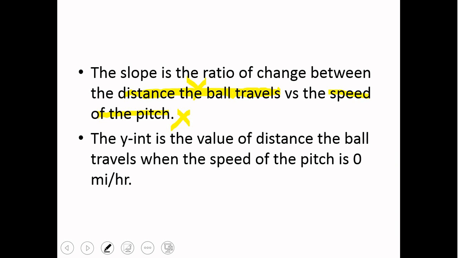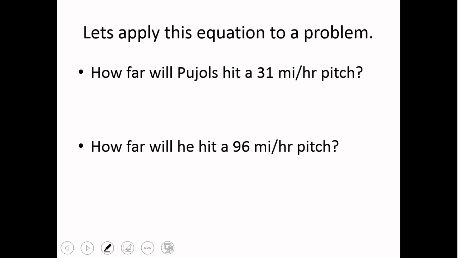And so anytime you're trying to find the y-intercept, it's just as simple as that. It's the value of whatever the name is for the y when whatever the name is for x is 0. You just plug that in. And of course I put a unit in there. And it does make sense. It could be when he's hitting off a tee or something like that. It could represent air. Anyway, so let's go ahead and apply this equation to a problem.